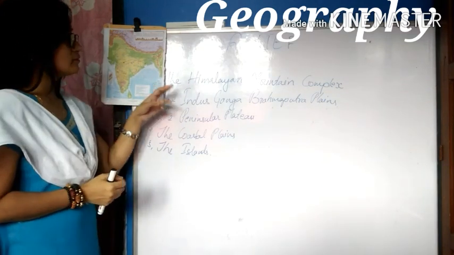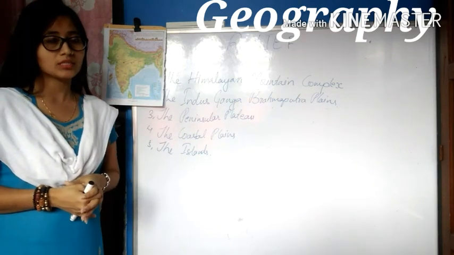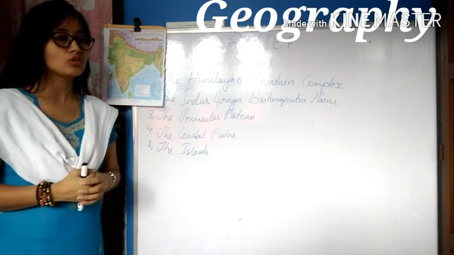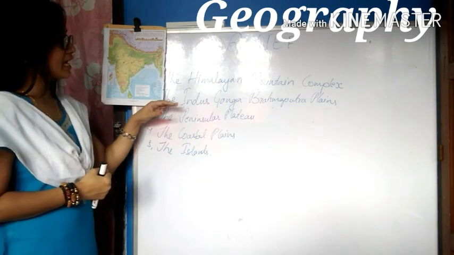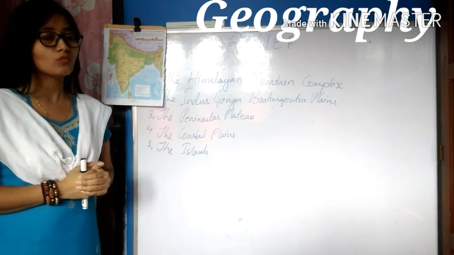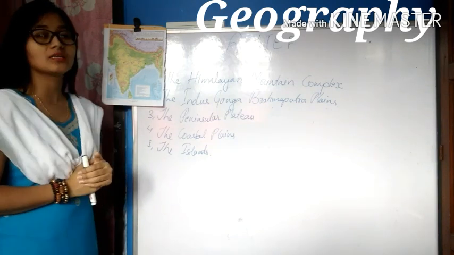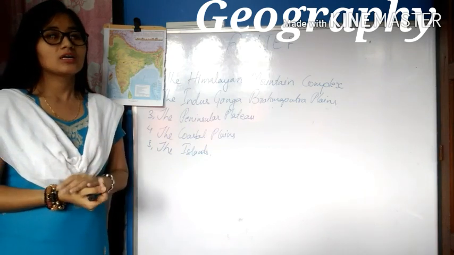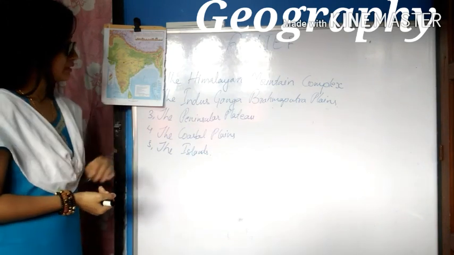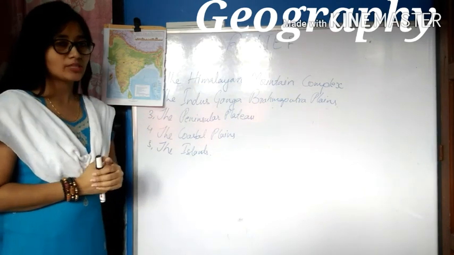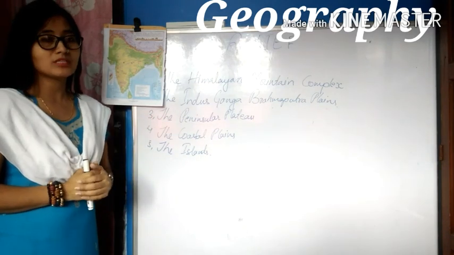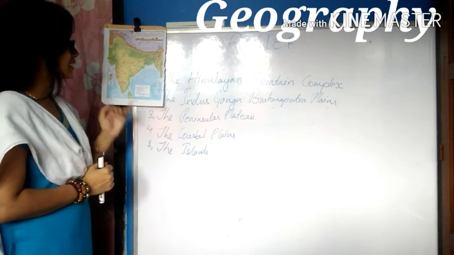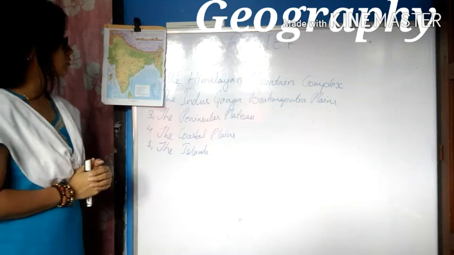The first is the Himalayan mountain complex, also known as the northern mountain of India, which consists of the Himalayan mountains. Second, we have the Indus-Ganga-Brahmaputra plains, which lie at the southern part of the northern mountain. It is also known as the Indo-Gangetic plains. Third, we have the Peninsular Plateau. The base of this Peninsular Plateau lies at the southern part of the northern plain, and the apex lies at Kanyakumari in the south.